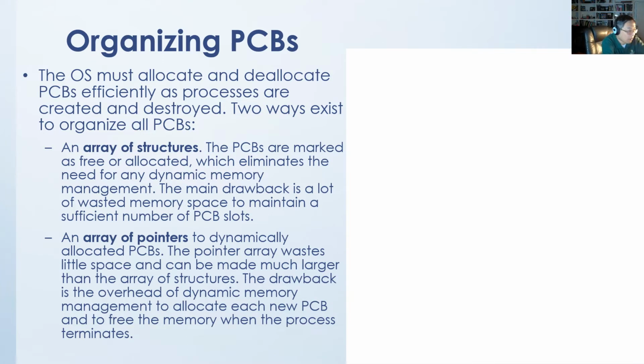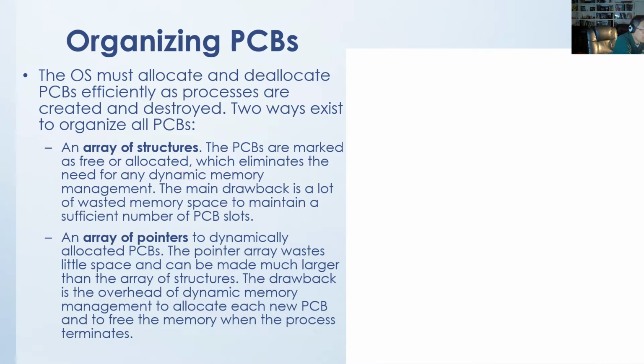Now, in this slide, we're going to talk about how an operating system organizes PCBs. Remember that when a process is created, the operating system is going to create a PCB corresponding to this process. So the operating system must allocate and deallocate PCBs efficiently as processes are created and destroyed. If the process has done its job, you don't want it to occupy the memory space, so you want to destroy it. Then you want to make sure that the process control block is eliminated as well, to free up the space.